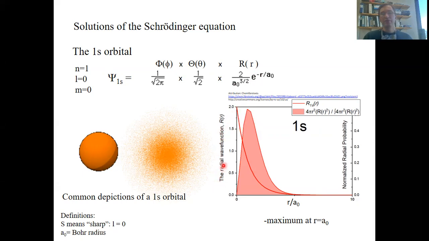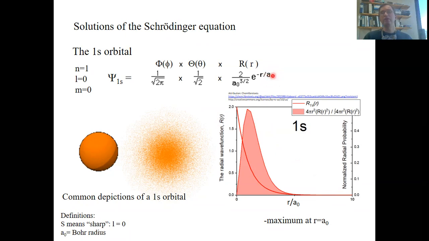So here we see the radial wave function R as a function of the radius in units of a0, and I will talk about in a moment what a0 means. But we see here that the amplitude of the wave function exponentially declines as we go further away from the nucleus. So now, what is a0?